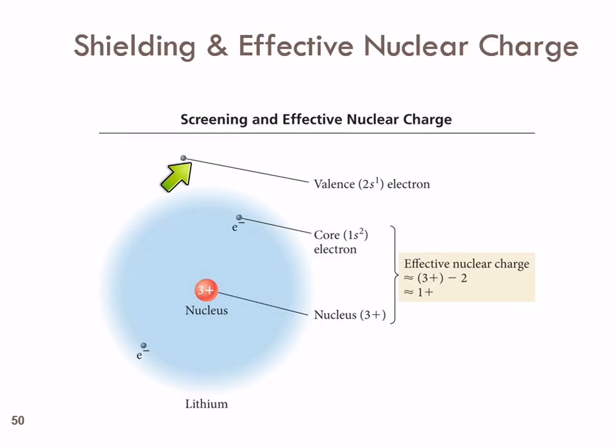So when this electron looks through this cloud at the nucleus, these 2 core electrons partially offset the charge that it sees. And so it experiences less of an effective nuclear charge. So the effective nuclear charge is approximately 1 instead of 3.